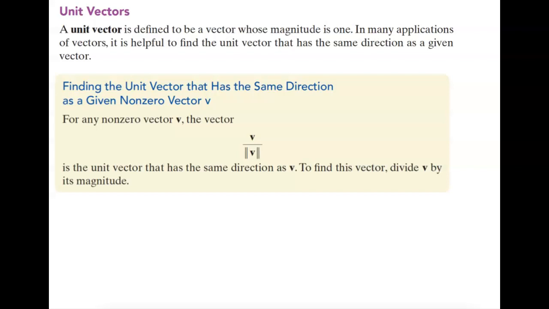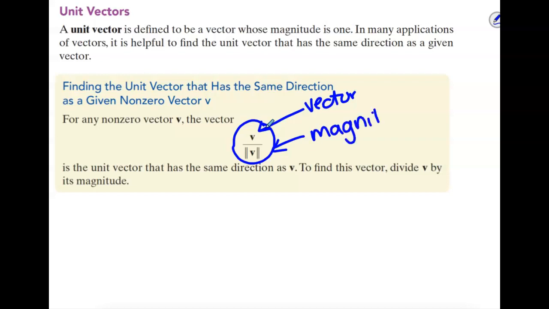So to find the unit vector that has the same direction as a non-zero vector, we're going to be using this equation here. So the unit vector is taking the vector and dividing it by its magnitude, the length of that vector.